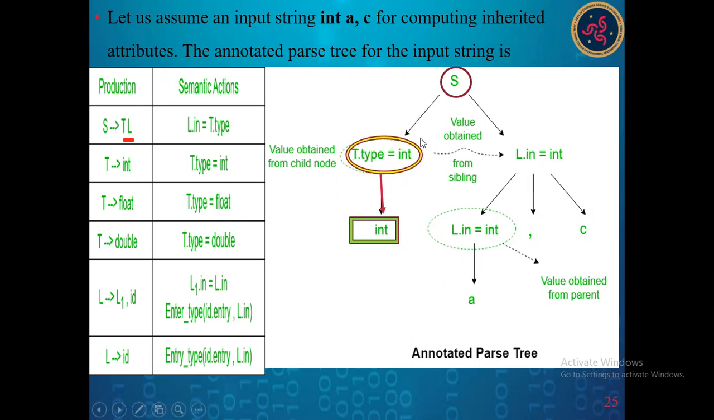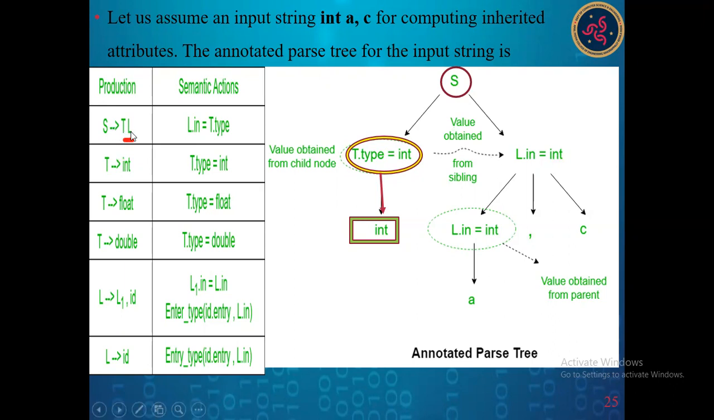Next I'm going to the other side of the tree, that is L dot in. Now I have no value for L dot in, but when I reduce the production, I can get L dot in. The semantic action of L dot in is T dot type, right? So here T dot type. Here also we can see that L dot in.